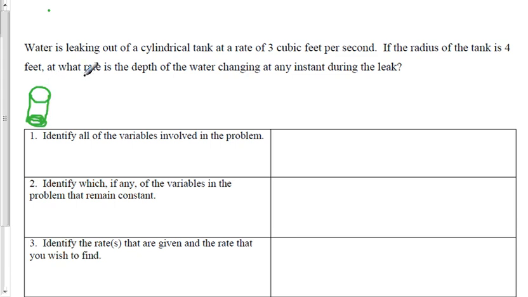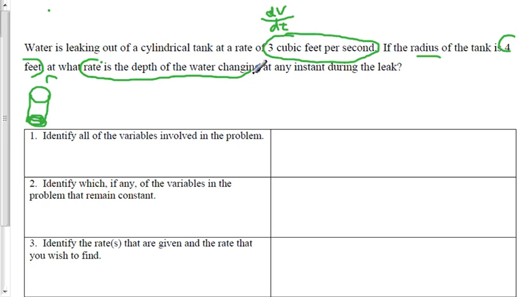Okay, so what do we know here? 3 cubic feet per second. What does this represent? Again, that's the amount of water coming out. And once I hear cubic, I'm thinking volume, and that's the rate at which the volume's changing. Here I have 4 feet. Again, they kind of gave that away. Hey, that's my radius. And at the end, what rate is the depth of the water changing? This is going to be the height. So it's the rate at which the height is changing.